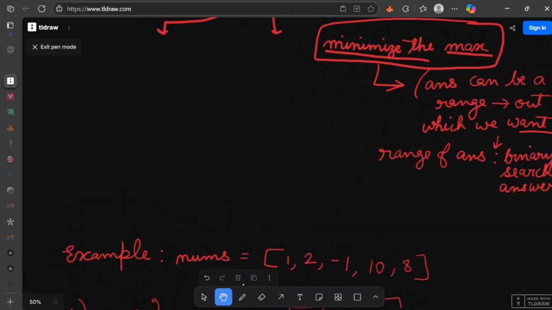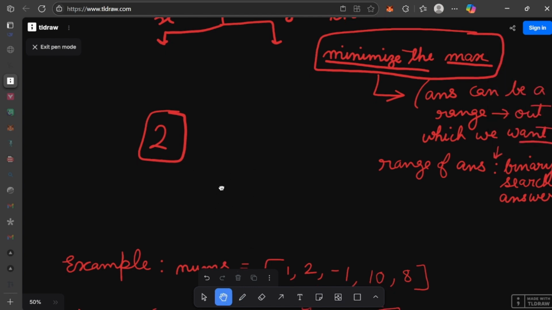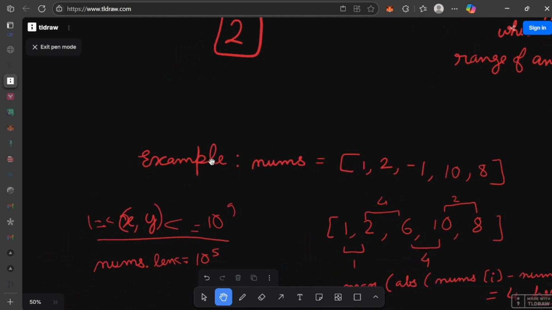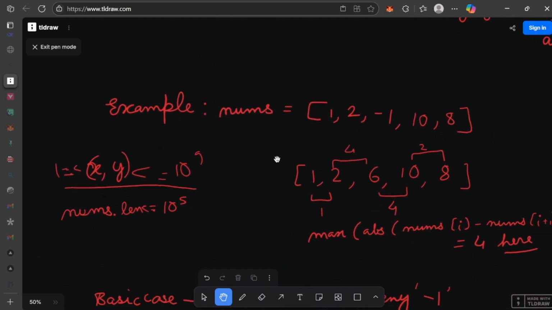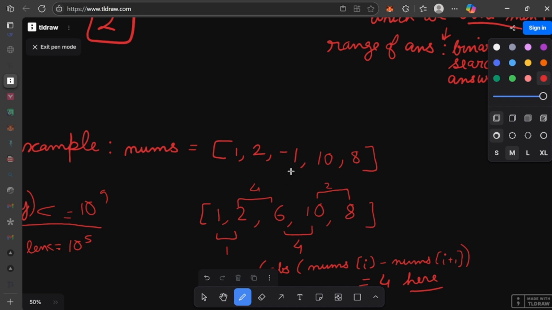So at least you would be able to tell the approach to the interviewer. Suppose it is a points system, you'd get 2 marks here for identifying that this problem can be solved with binary search on answer. Depends on the interviewer, but still I'm giving 2 points for this. This is an example. So this is the nums array given to us with a placeholder -1 at the second index.